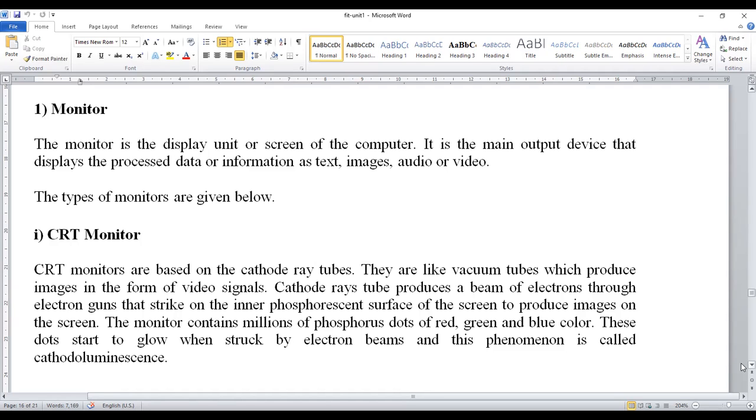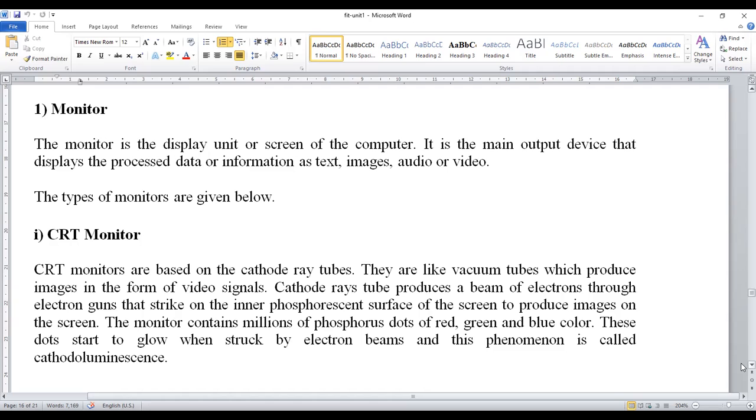First, CRT monitors. CRT monitors are based on the cathode ray tube. CRT stands for cathode ray tube. They are like vacuum tubes which produce images in the form of video signals.